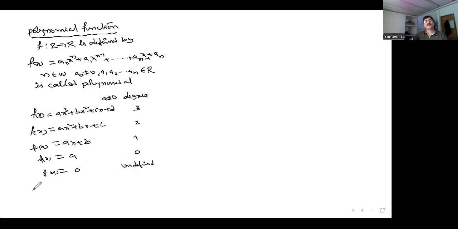And the most important point related to this is a note. Remember, a polynomial is always differentiable as well as continuous.